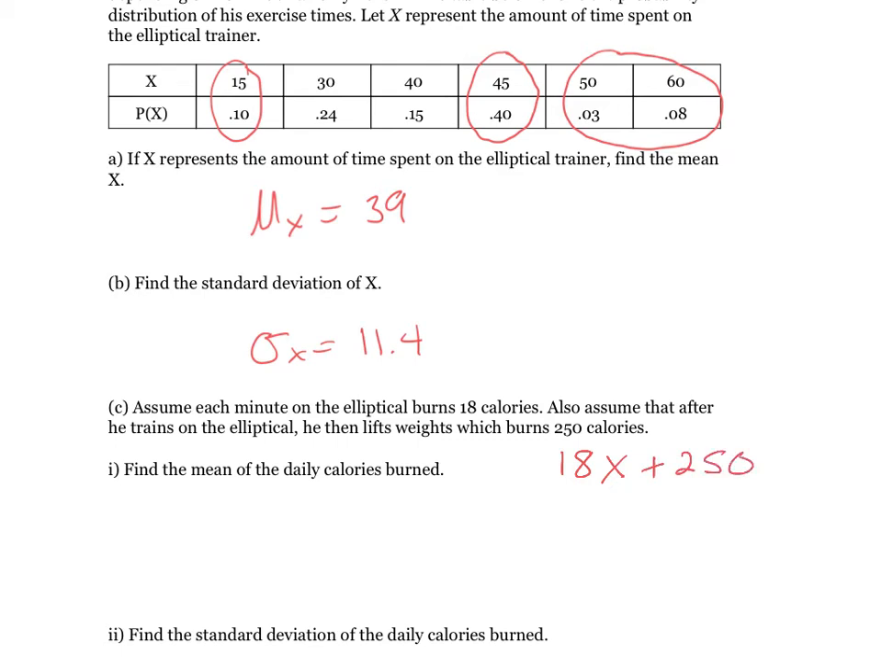So the mean of the daily calories burned would be 18 times 39 plus the 250. Remember, for means, adding and multiplying both affect them. So I have to do both. So I do 18 times 39, which is 702, and then add the 250, which is 952. Okay, so that would be his average amount of calories burned based on the probability distribution.